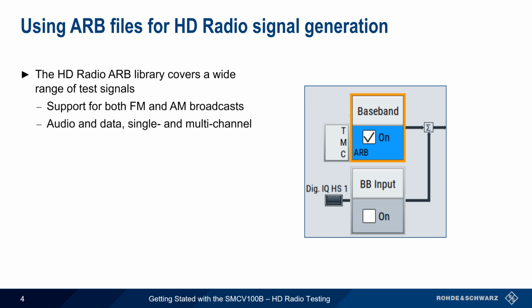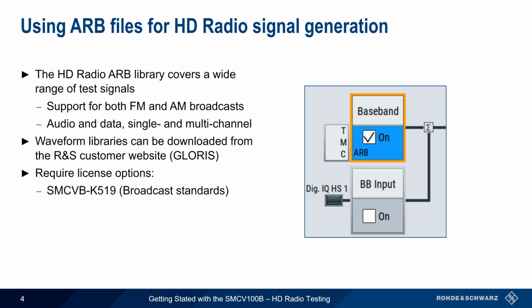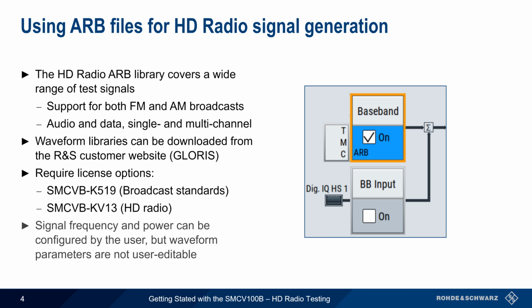These HD radio waveform libraries can be downloaded from GLORIS, the Rohde & Schwarz customer website, but playing these files does require two license codes or options: the K519 Broadcast Standards license, as well as the KV13 HD radio license. Like all other ARB files, the contents of the HD radio arbitrary waveform files are not directly editable by the user, but the signal frequency and signal power can be changed in real time.